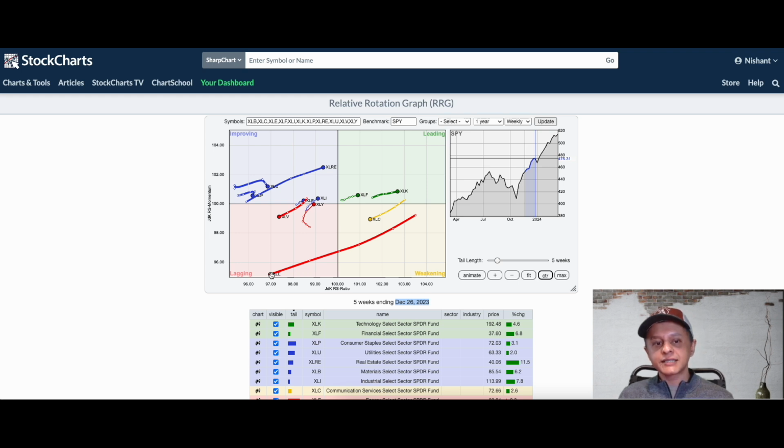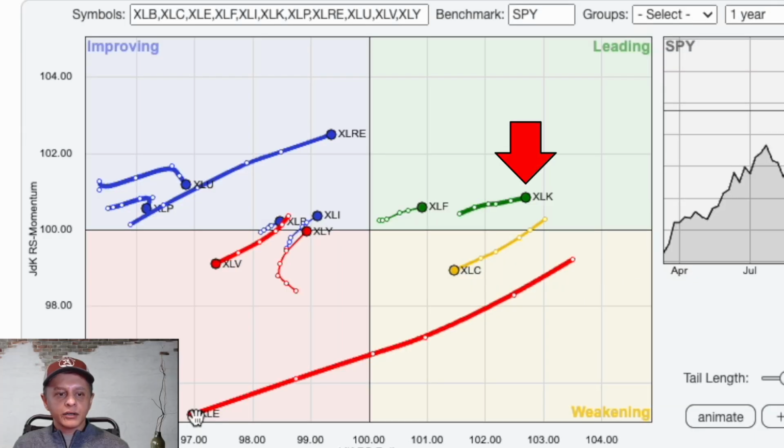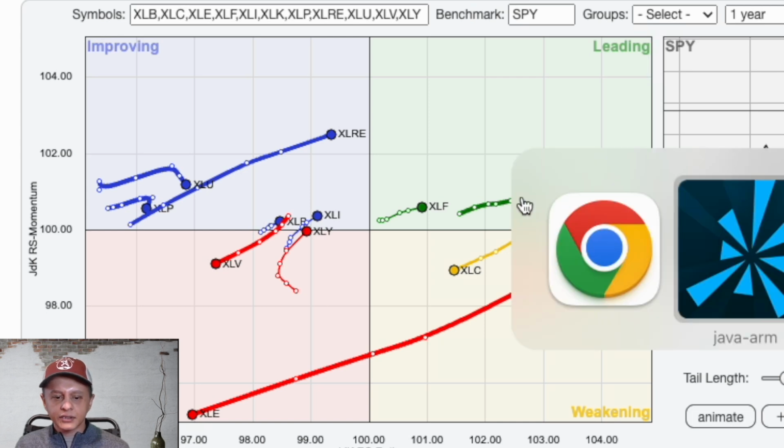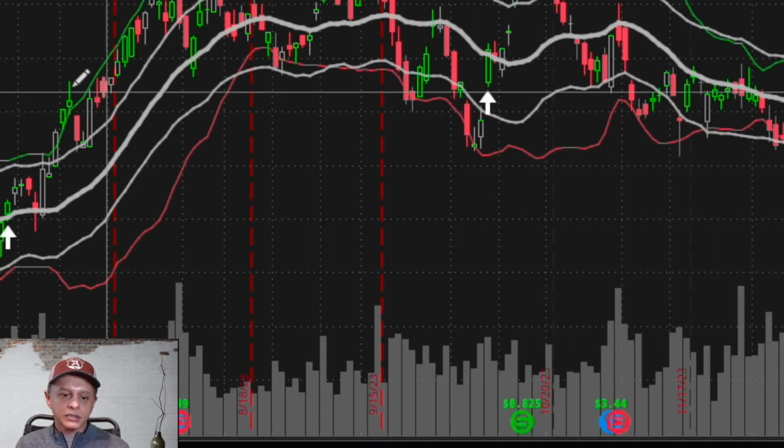Now let's take the second example, XLK. So again, going back to December 26th, XLK is in the leading quadrant. Now if you again forget that you have access to this RRG chart, let's pull up XLK. XLK, as you know, is the technology sector. It's the ETF that follows the technology sector.